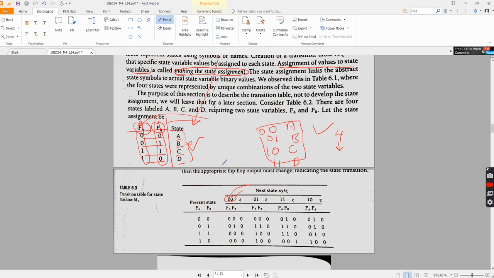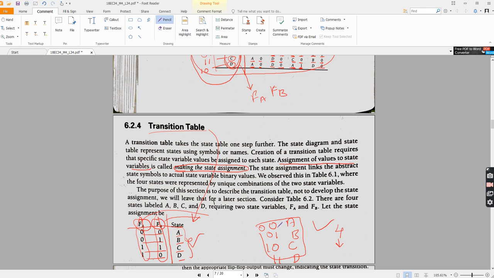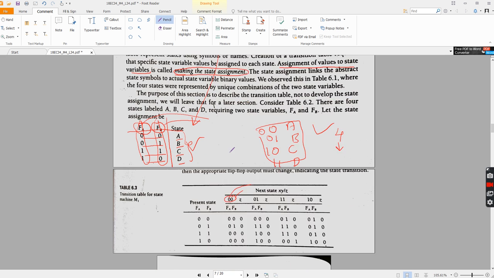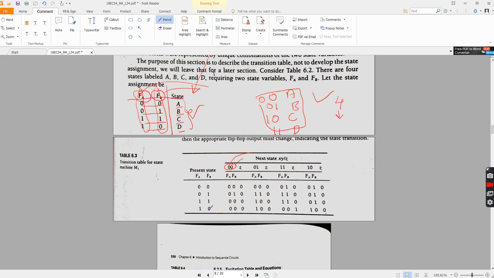This is how I am writing this transition table. Have you people understood this? Look at the last row: what is the value of D? 1 0, so I have written here 1 0. A is 0 0, D is 1 0, A is 0 0, D is 1 0. Is it understood?